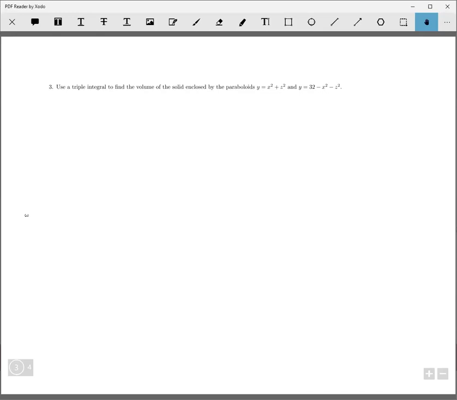Okay, so use a triple integral to find the volume of a solid enclosed by the paraboloids y equals x squared plus z squared, and y equals 32 minus x squared minus z squared.